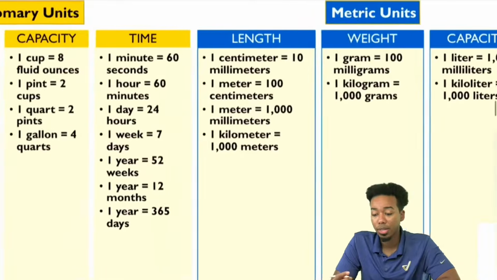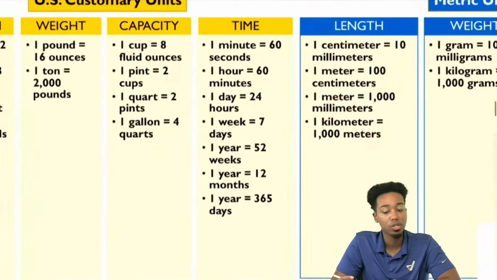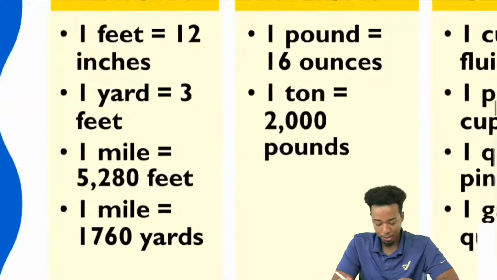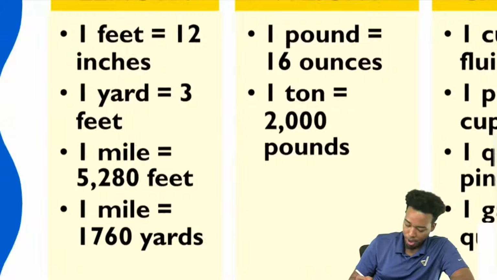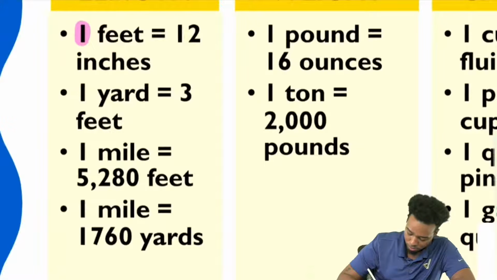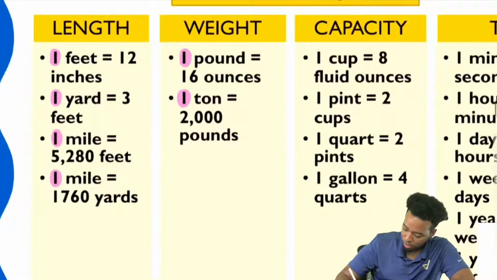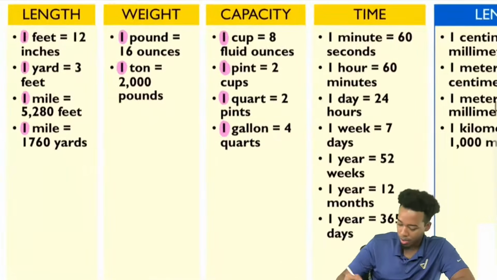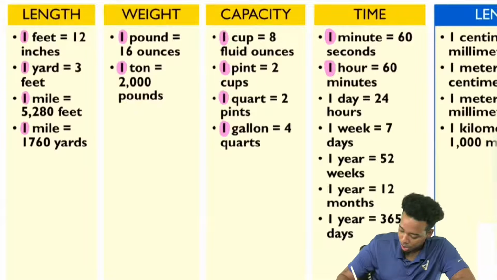Now, there's one thing that I want you to really notice here before we continue, everybody. When it comes to the length and weight and capacity, what do you guys notice about each of these conversion rates? What's something that you guys notice? What am I highlighting here? What do you guys notice? Right. They all start with 1.